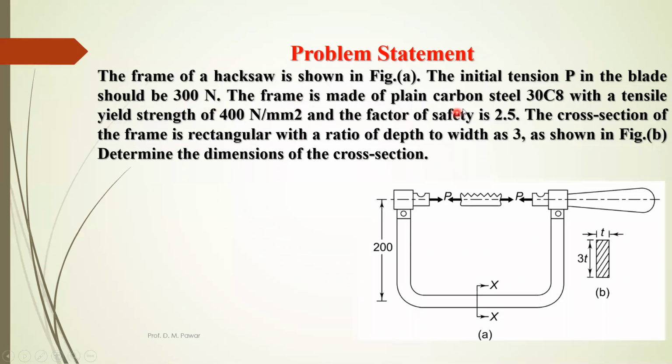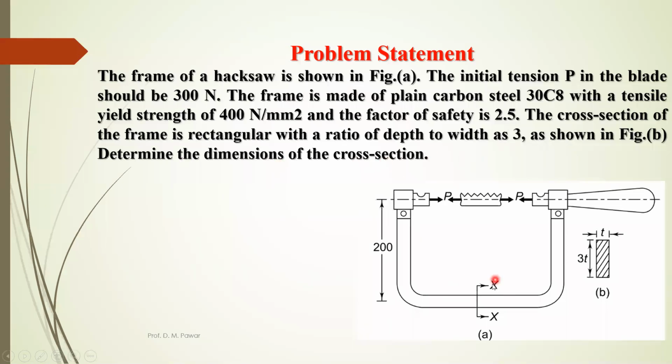The frame is made up of plain carbon steel 30C8, that is the designation of plain carbon steel, with tensile yield strength 400 Newton per mm square. The factor of safety is 2.5. The cross section of the frame is rectangular with ratio of depth to width as 3. Here in this diagram you can see this is the width and this is the thickness. So the ratio of width to thickness is 3. If the thickness is small t, then the width should be 3 times t, as shown in this diagram. So we have to determine the dimension of the cross section.